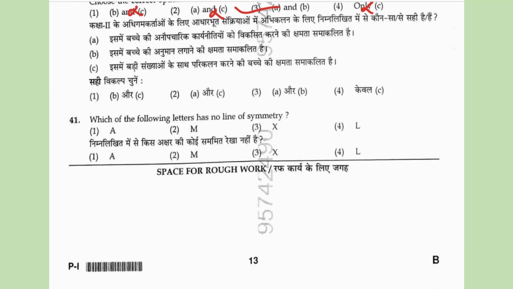Which of the following letters has no lines of symmetry? So L has no lines of symmetry. Otherwise, A will have one line of symmetry. M also has one line of vertical symmetry. X will have two lines of symmetry, whereas L will not have a line of symmetry.